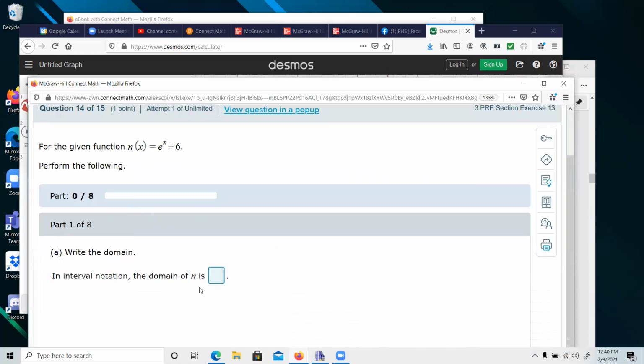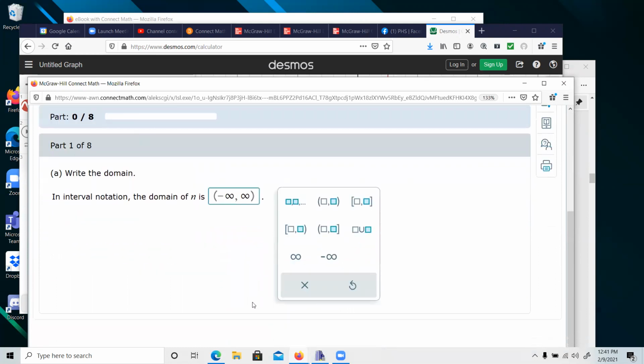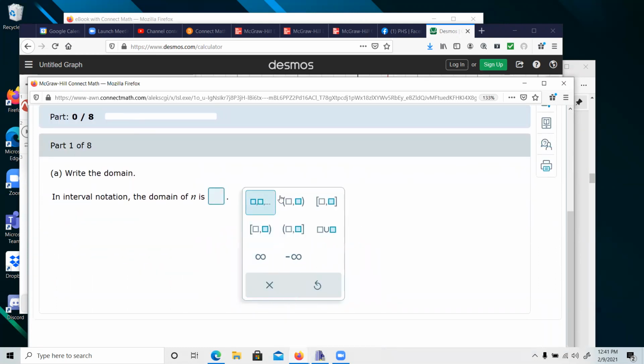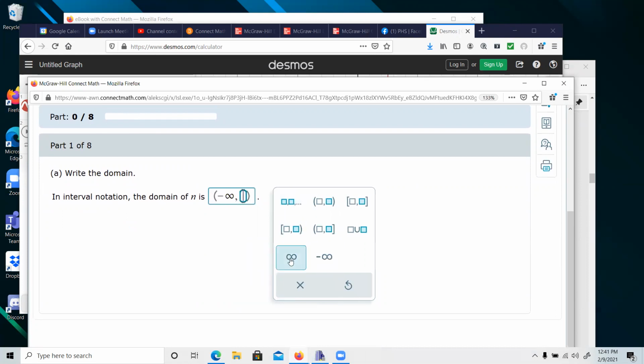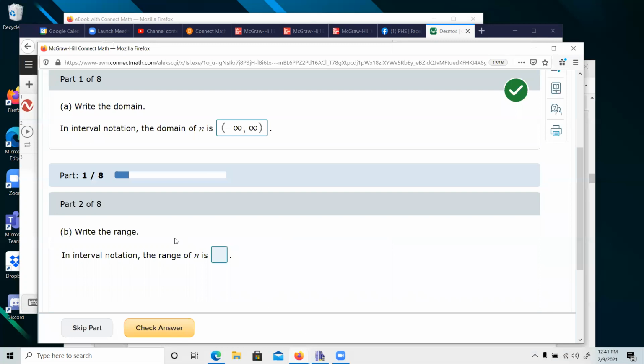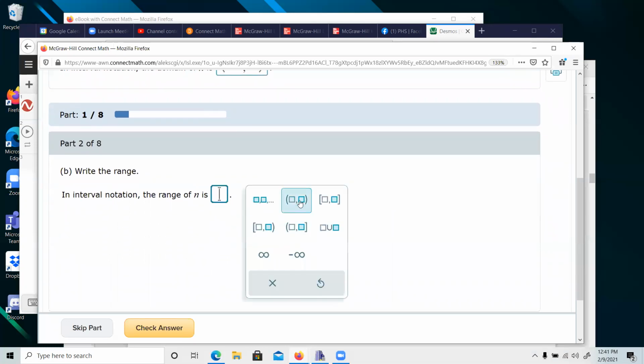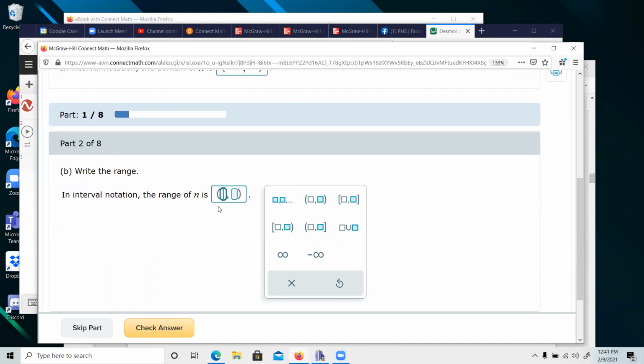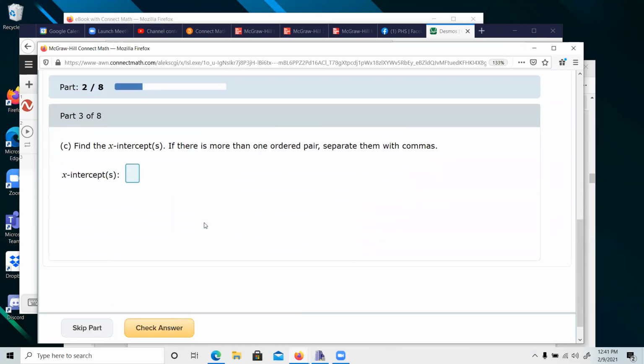So when they ask me, what's my domain? Well, the domain of any exponential function is negative infinity to positive infinity. Write the range. Well, in this case, my range is y greater than 6, because it doesn't quite get to 6, right? Off to infinity. Find the x-intercepts. There aren't any.